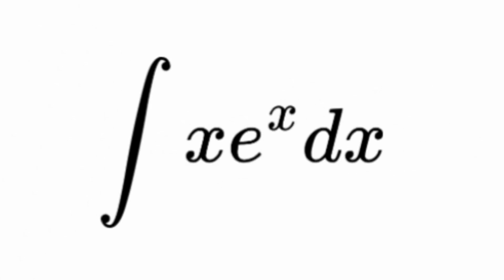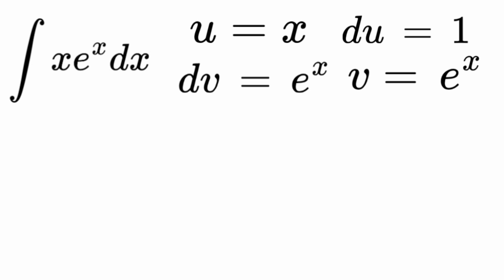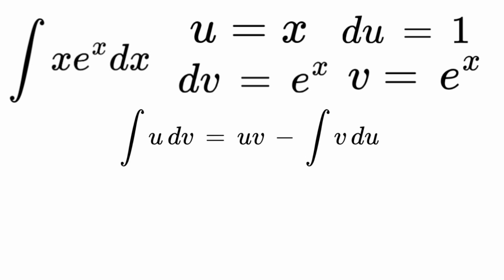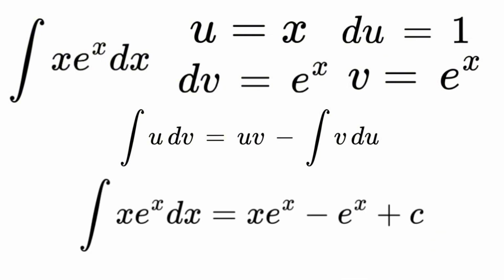Let's try integrating x times e^x. Pick u as x and dv as e^x. Now integrate dv and differentiate u. Now use the integration by parts formula. Plug it in. Then finally integrate this last bit. Don't forget the c. Let's see what happened to the guy who chose u and dv the other way round.